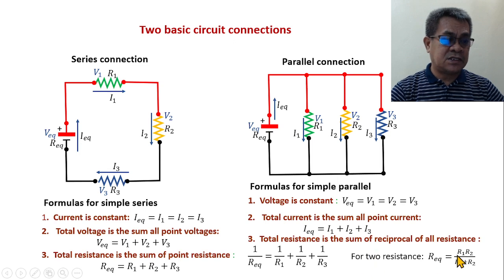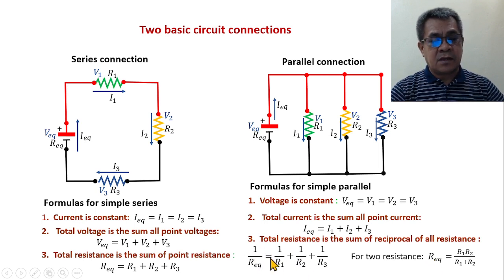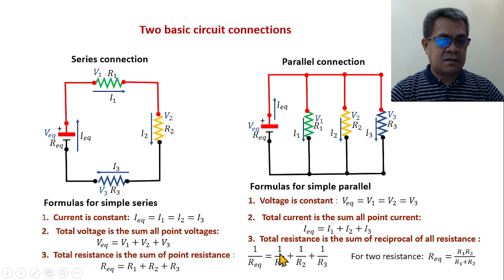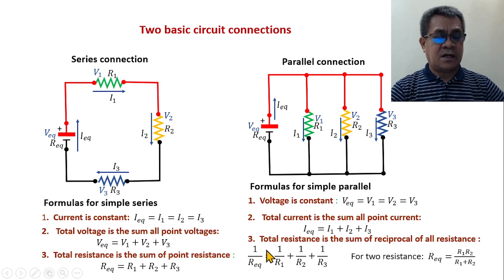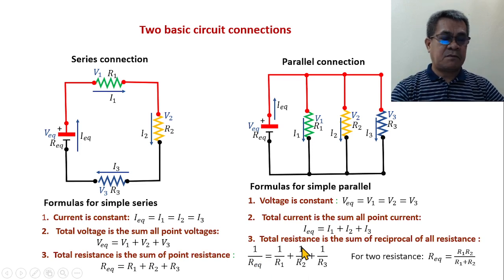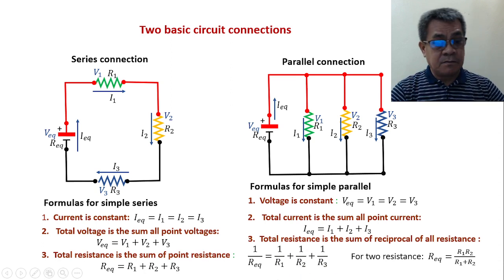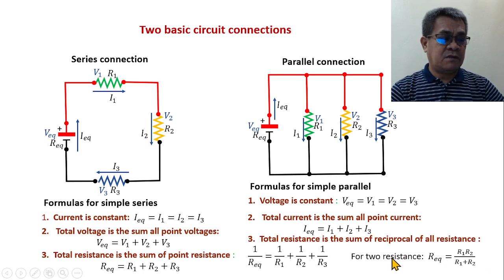So the good thing is you can escape the reciprocal, because sometimes students provide an error answer. Why? Because they thought that this one is already R equivalent. This is 1/R equivalent. So after summing up 1/R1 plus 1/R2 plus 1/R3, you have to take the reciprocal of that in order to obtain the R equivalent. Okay? So this is only limited for two resistors. The product of the 2 divided by the sum of the 2.